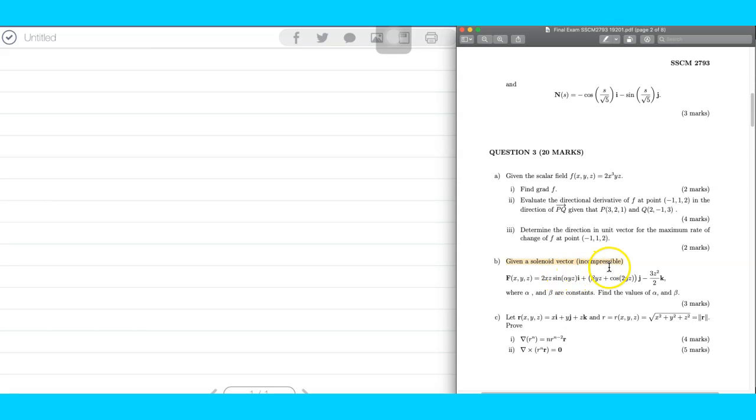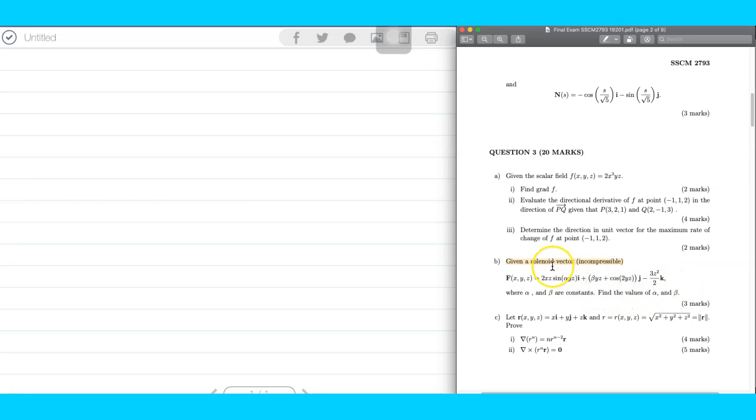Solenoid vector, incompressible. So we know that the divergence is equal to 0, right? The grad dot f is given by f, and here there is the expression in terms of beta and alpha. So using that understanding of the meaning of solenoid, we want to find the values of alpha and beta.